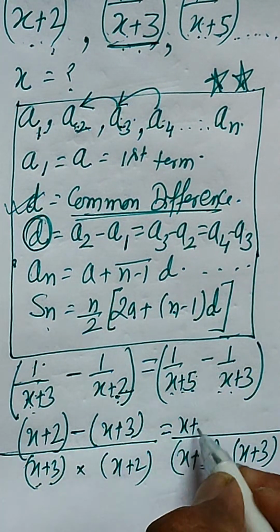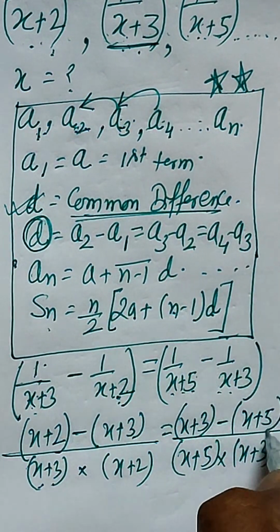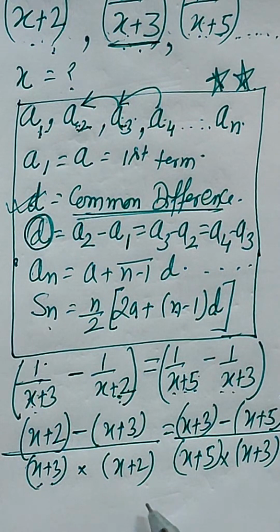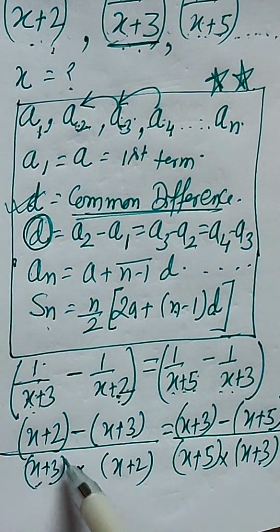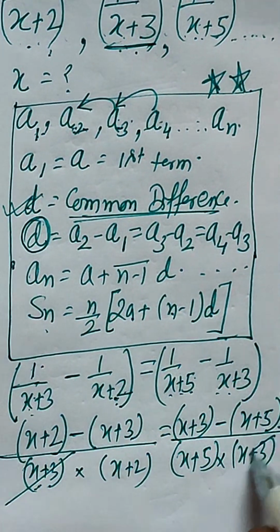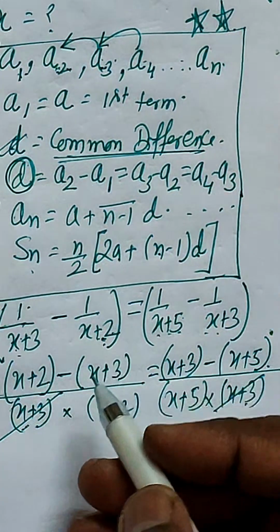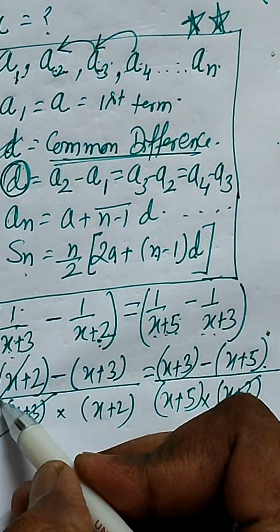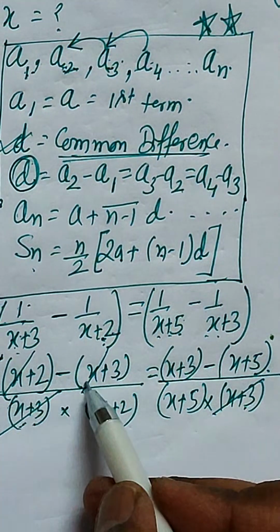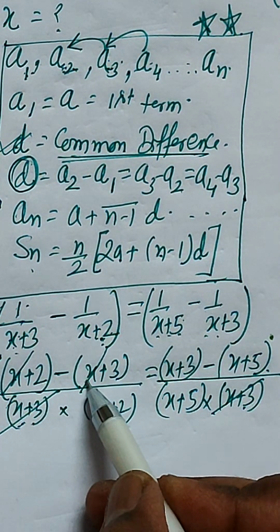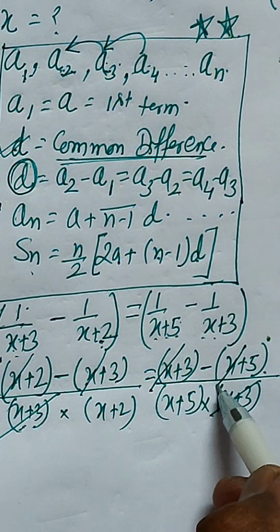So I am directly writing over here x plus 3 minus x plus 5, right? Here you can see x plus 3 is coming in both the LHS and RHS, so just cancel it out. And here you can also see x is common, and we will subtract this x from the LHS numerator. Similarly, this x will be subtracted from the RHS, right?